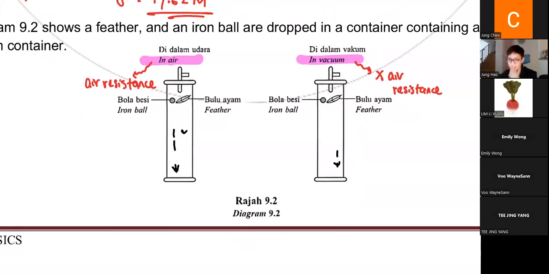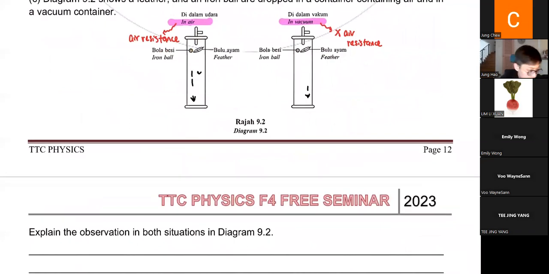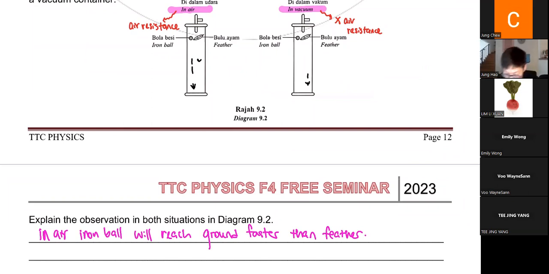Okay. So what's the difference here? Explain the observation in both situations. Okay, so we can say that in air, because I got 4 lines in air, I talk about the observation first, then I explain. In air, the iron ball will reach the ground faster than the feather.